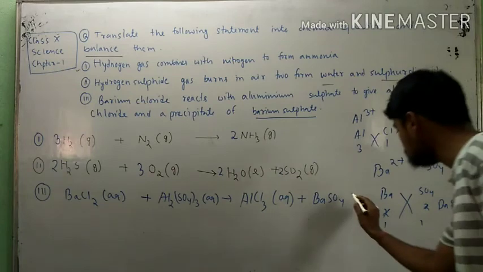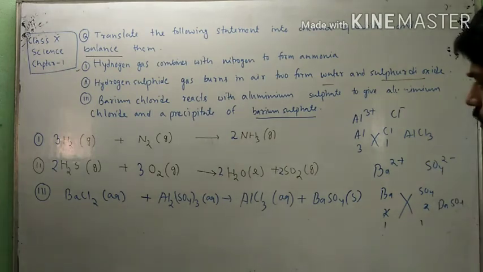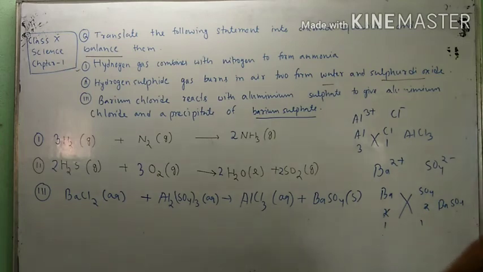Precipitate means that it is solid. It is a solid substance. The insoluble substance which is produced in a double displacement reaction is known as a precipitate. This reaction is a double displacement reaction.